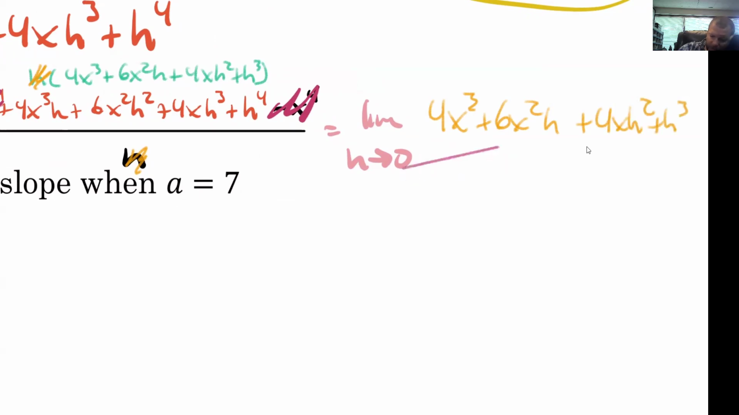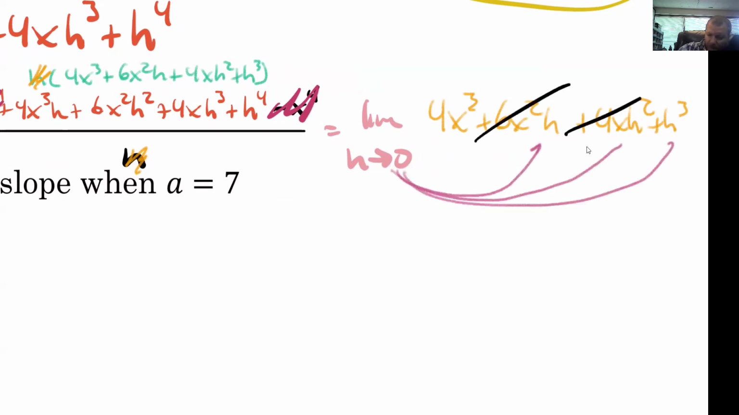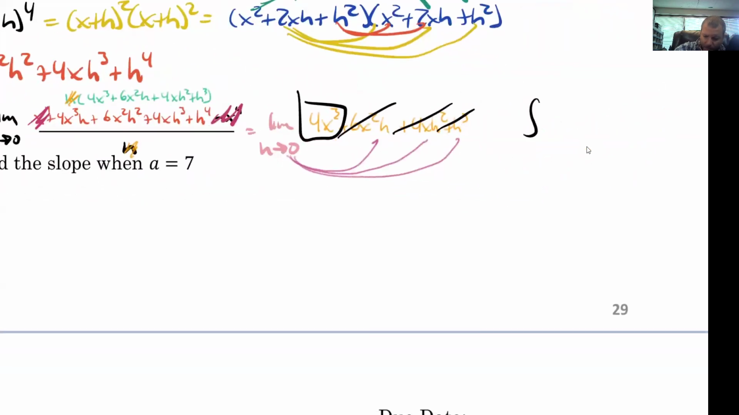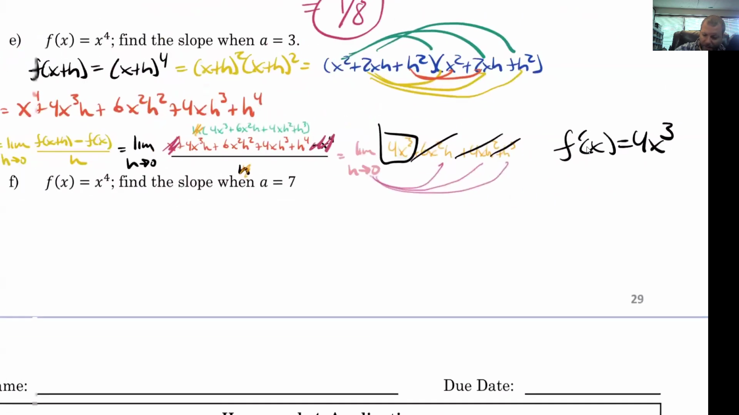When I plug in 0 for every h, be careful that you're not plugging in for x. Each of these terms just goes away because they're 0, and we're left with f prime of x is 4x cubed. So if I want f prime of 3, it's going to be 4 times 3 cubed. 4 times 27 is 108.